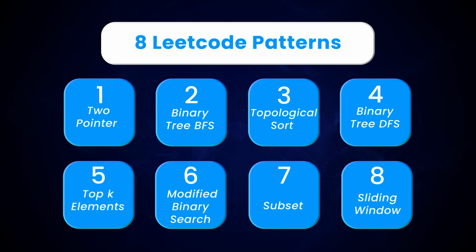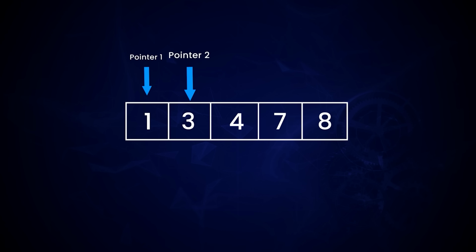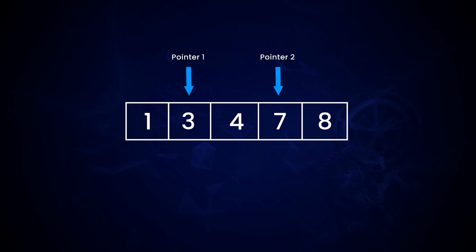Lastly, we have the two-pointer pattern. The two-pointer pattern is used to solve problems when you need to iterate through a sorted array. Taking a hint from the name itself, we'll be using two pointers in this pattern. Each pointer will keep track of an index in the array. By moving these pointers smartly, we can often solve the problem in a single pass, making the algorithm more efficient.